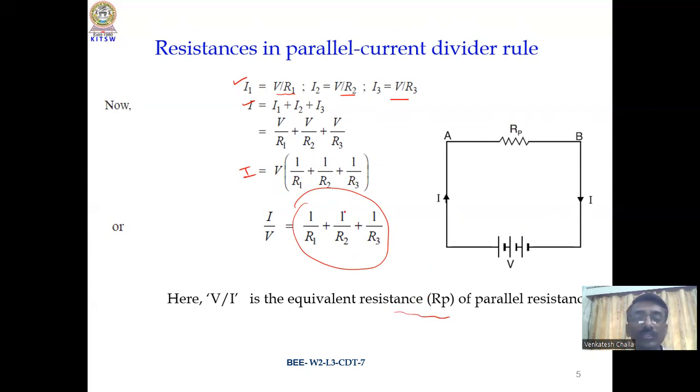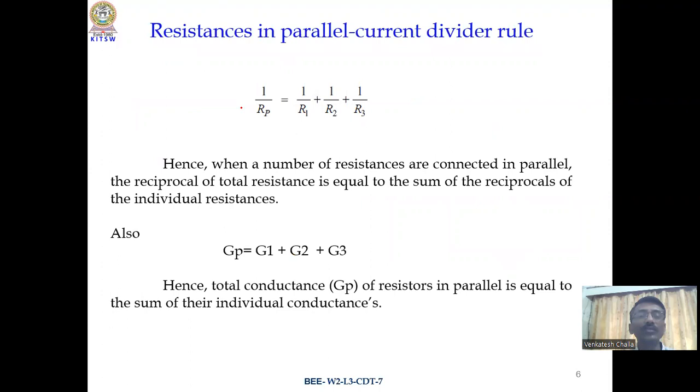So what is the observation? If we have three resistors, or resistors connected in parallel, they can be replaced by a single resistance RP or R equivalent. So 1 by RP is 1 by R1 plus 1 by R2 plus 1 by R3. And the reciprocal of the resistance is nothing but conductance. So for parallel connected resistors, total conductance of the circuit is equal to the sum of conductances of the individual elements: G1 plus G2 plus G3 is G parallel.